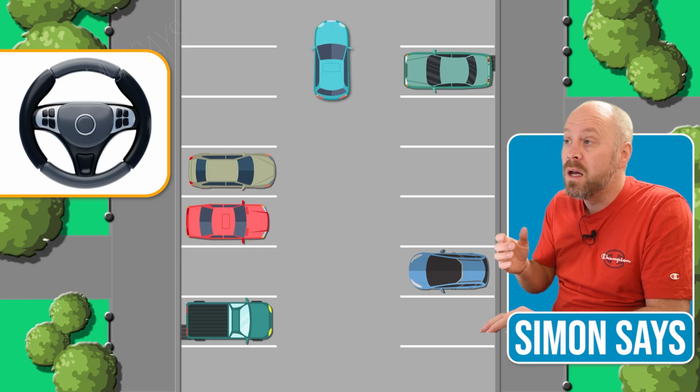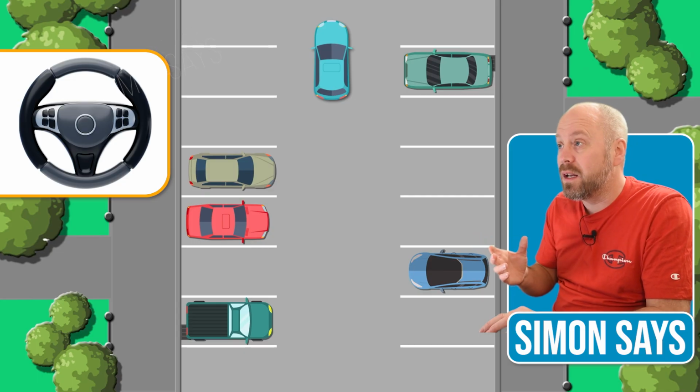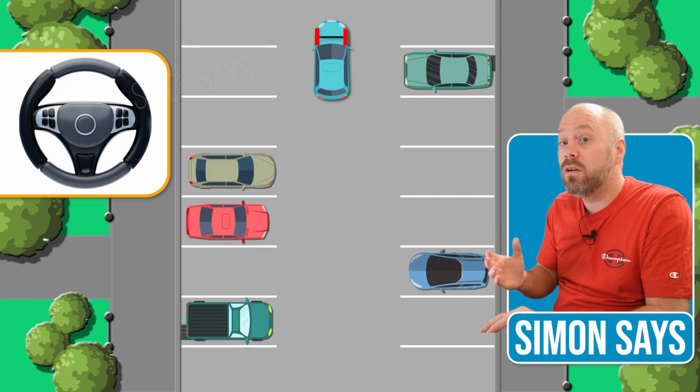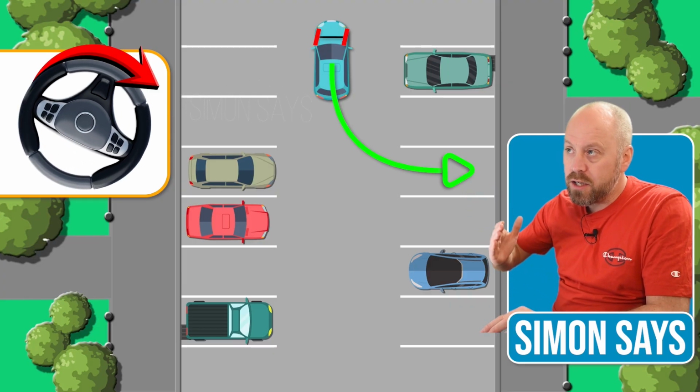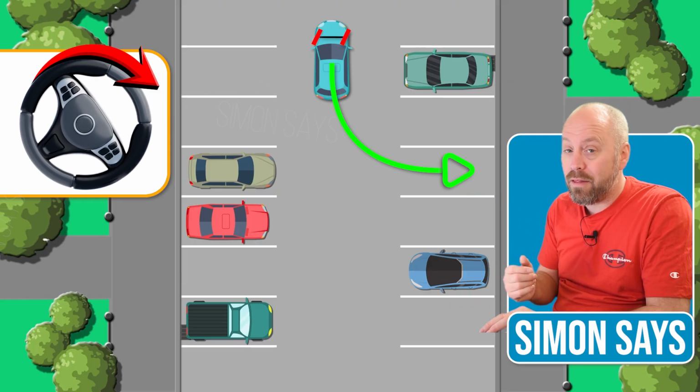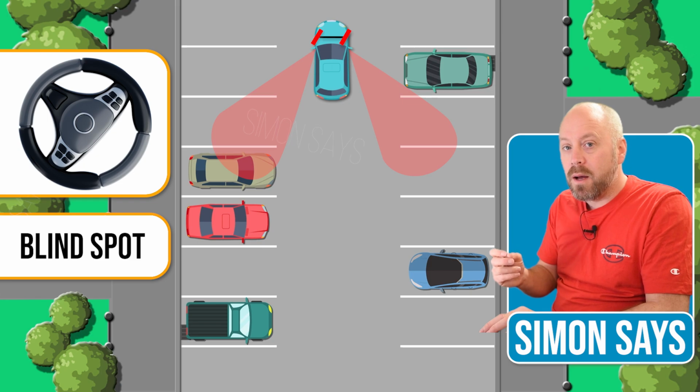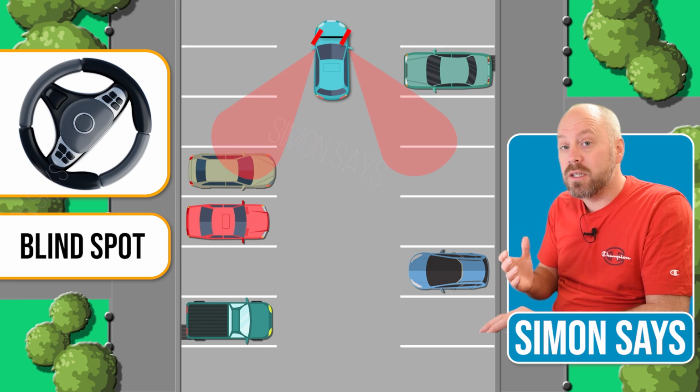But basically, as you can see now, we're going to be turning our vehicle one full lock to the right. This will put the car around in a nice arc that should put the car in that third bay. Now remember, we must do our observations at this point.